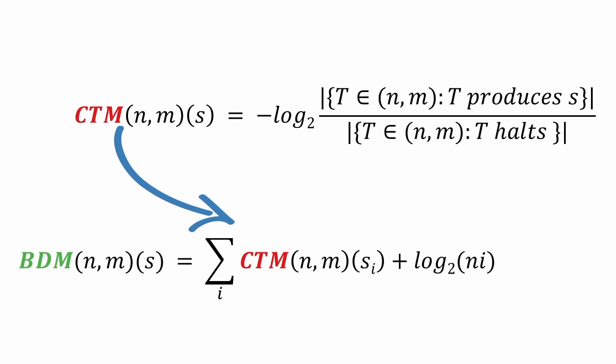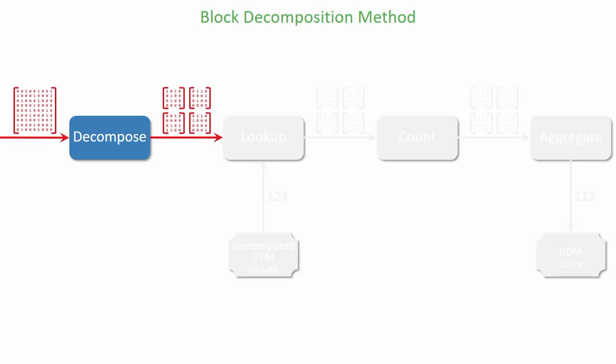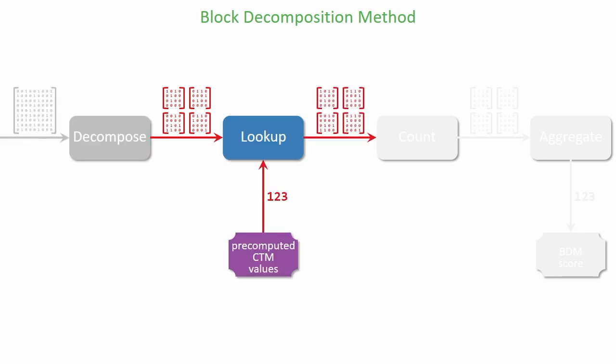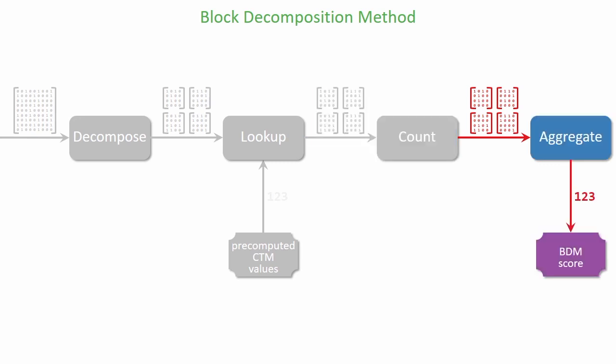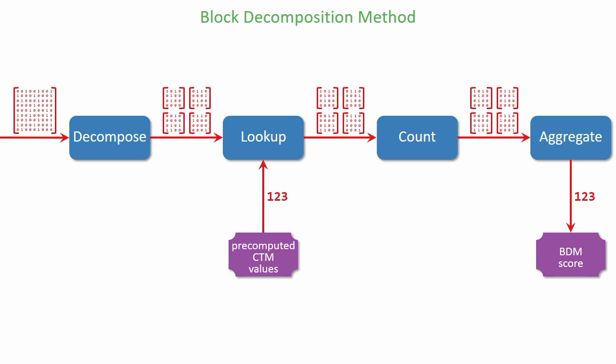Here's a high-level overview of BDM. A large array is decomposed into smaller blocks. Pre-computed CTM values are looked up in a reference data set because they are expensive to compute on the fly. Unique blocks are counted and arranged in a data structure with their CTM values, and CTM values are combined using the BDM equation to produce a global estimate of complexity for the entire array.